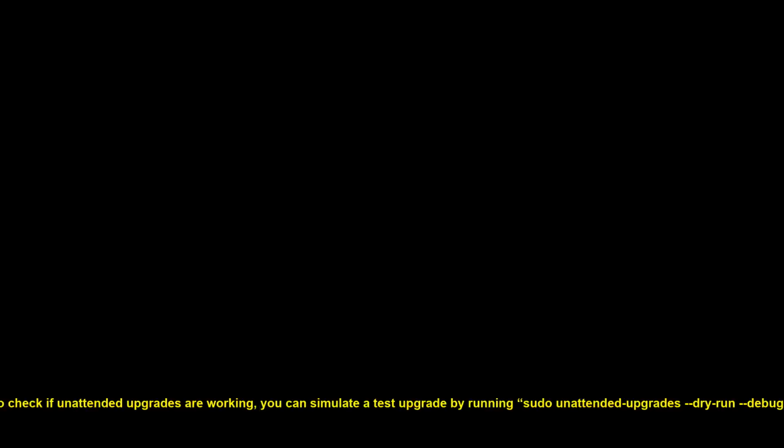After making these changes, save and exit the file again. To check if unattended upgrades are working, you can simulate a test upgrade by running sudo unattended-upgrades --dry-run --debug. This command will show you what packages would be upgraded without actually installing them.